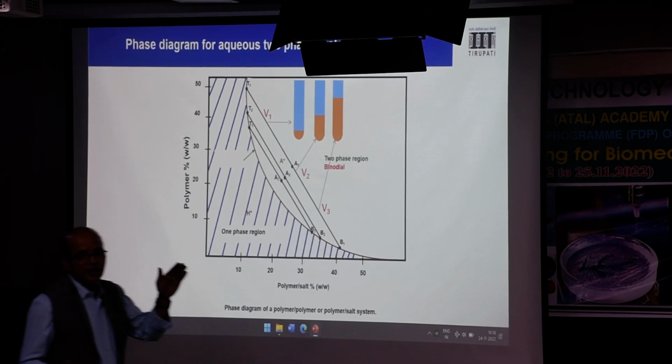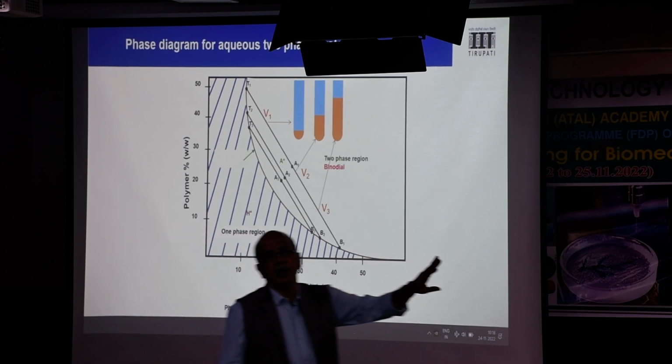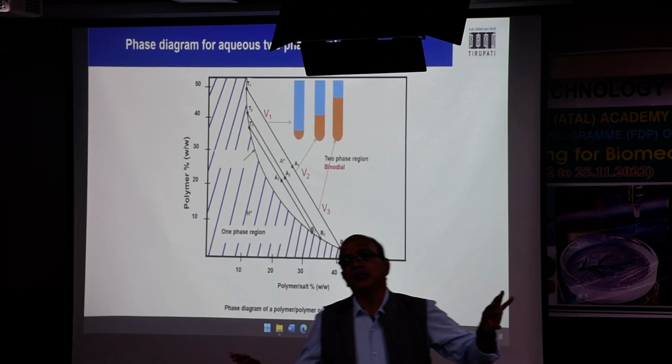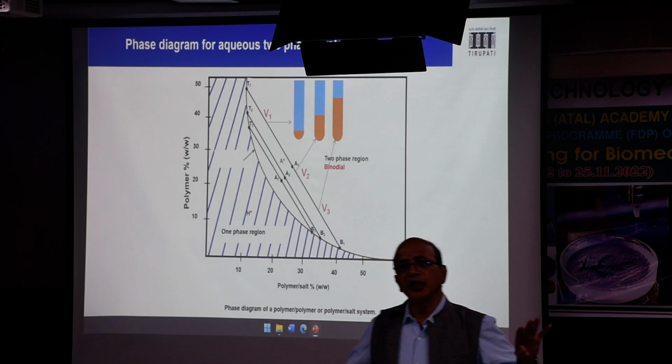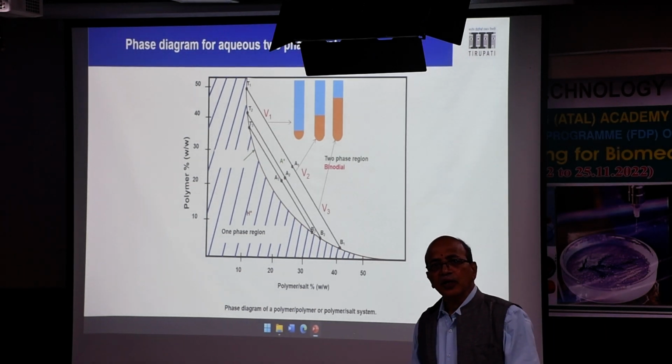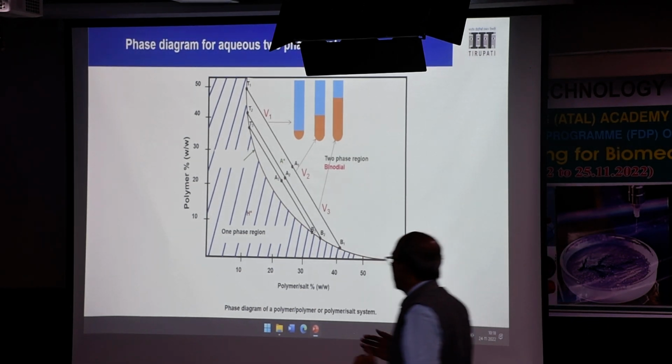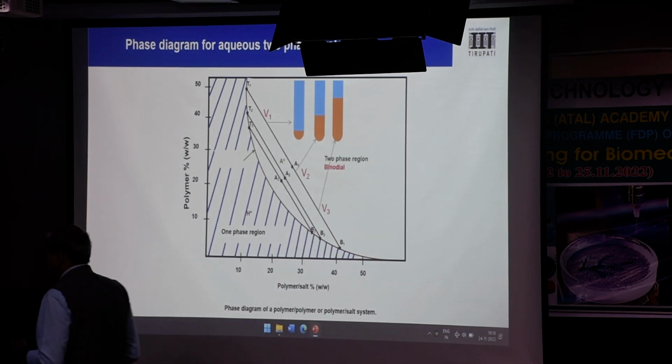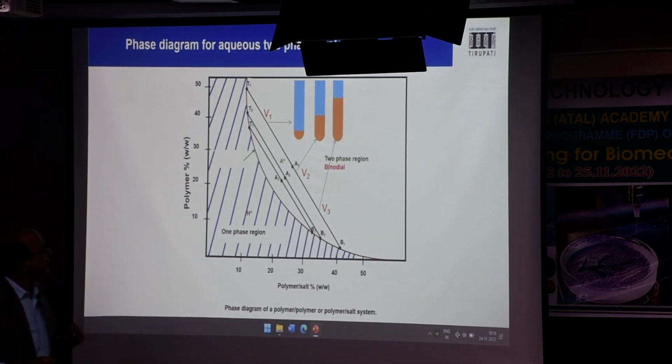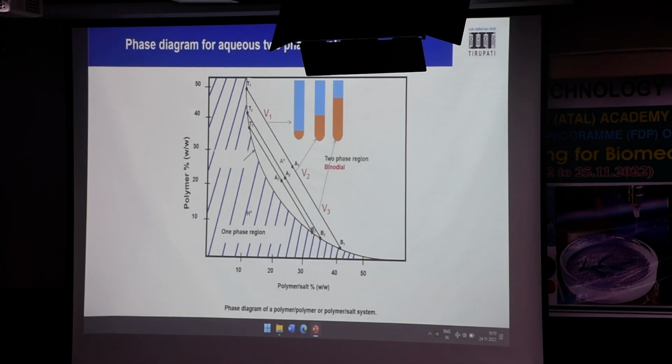They split into one that is predominantly the top phase, and one predominantly containing the other polymer or salt in the bottom phase. So this is where the phase separation occurs and facilitates. Another thing I draw your attention to is, on any tie line, suppose I take this tie line, any point on this tie line will give the same composition of the top and bottom phases. That is the best part of it.